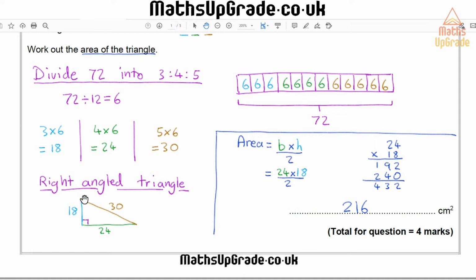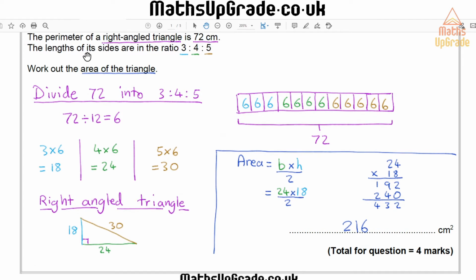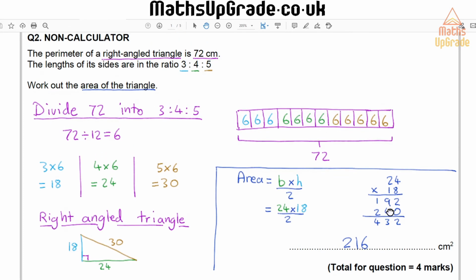Now the longest side in the right angle triangle is always opposite the right angle, so that's why I've drawn it like this. Now I've got to find the area of the triangle. To find the area of a triangle, I need the base and the height. When I multiply them together and I half the answer, so divide by 2, I'll get the area. So just substituting these values in, 18 and 24 into here, and dividing by 2, I get 216 centimeters squared. That question there is worth 4 marks. Make sure you show all your working out for that question.